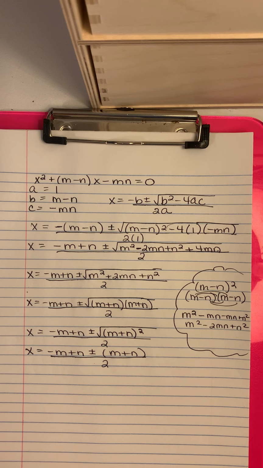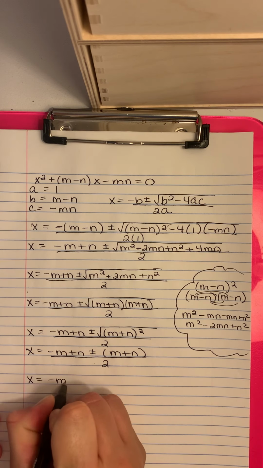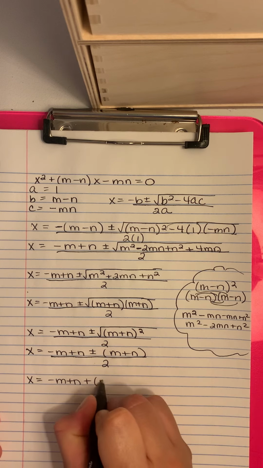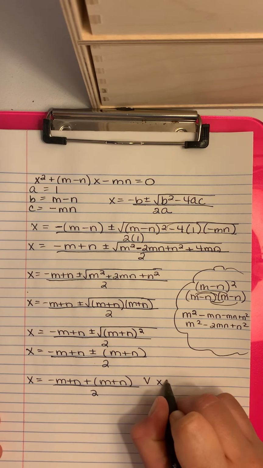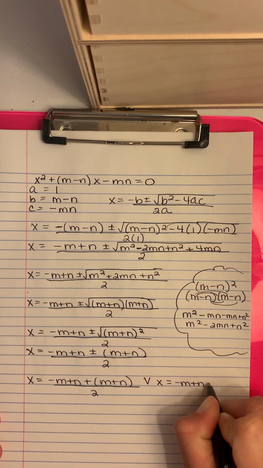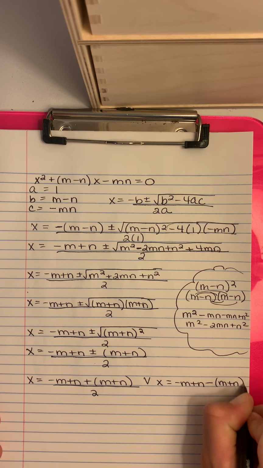Now this is where you guys, for some reason, are ignoring the fact that I have 2 different solutions here. One with a plus sign and one with a minus sign. And I need to write them as 2 different solutions. One with a plus sign, or one with a minus sign.